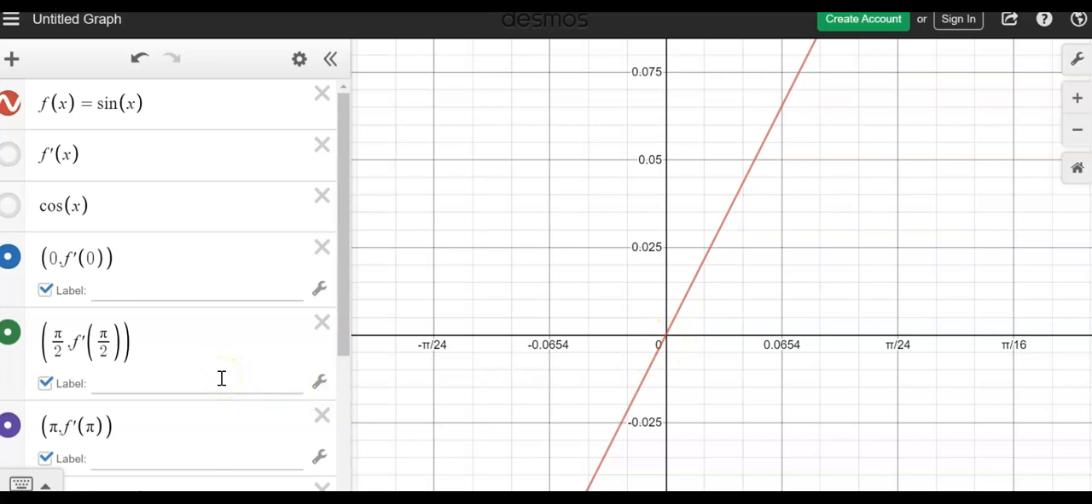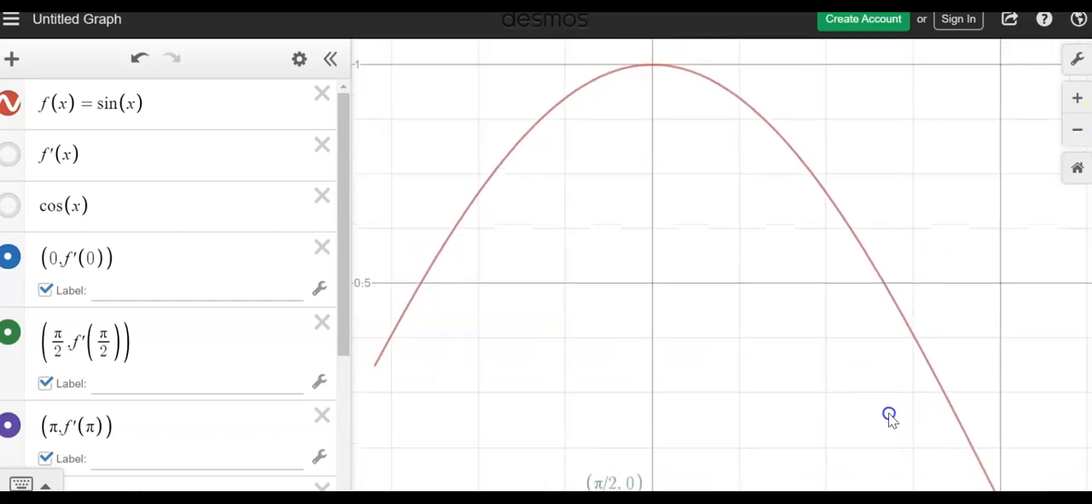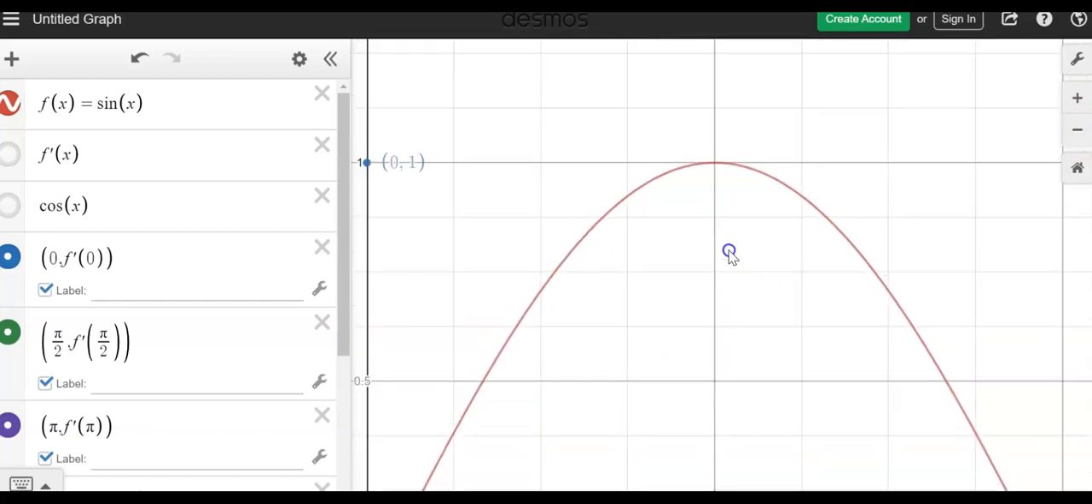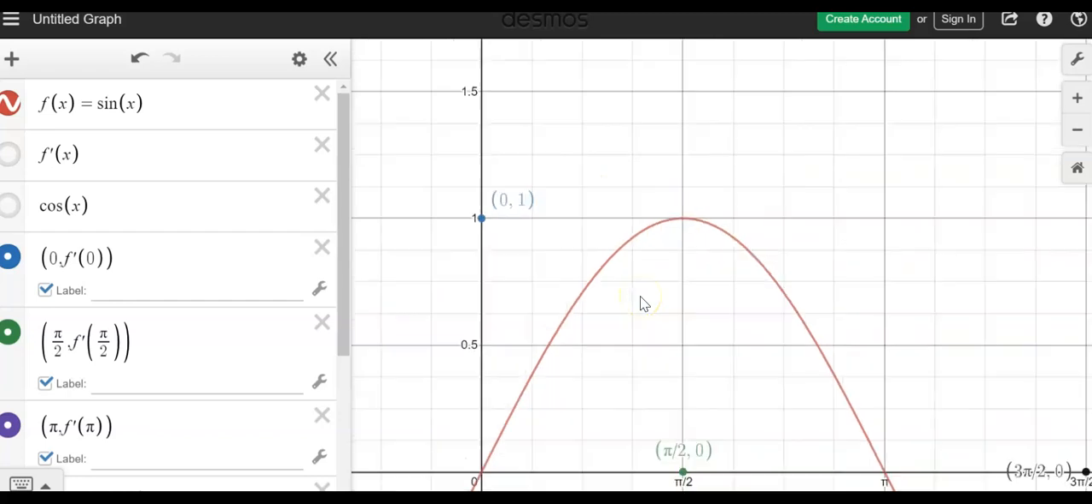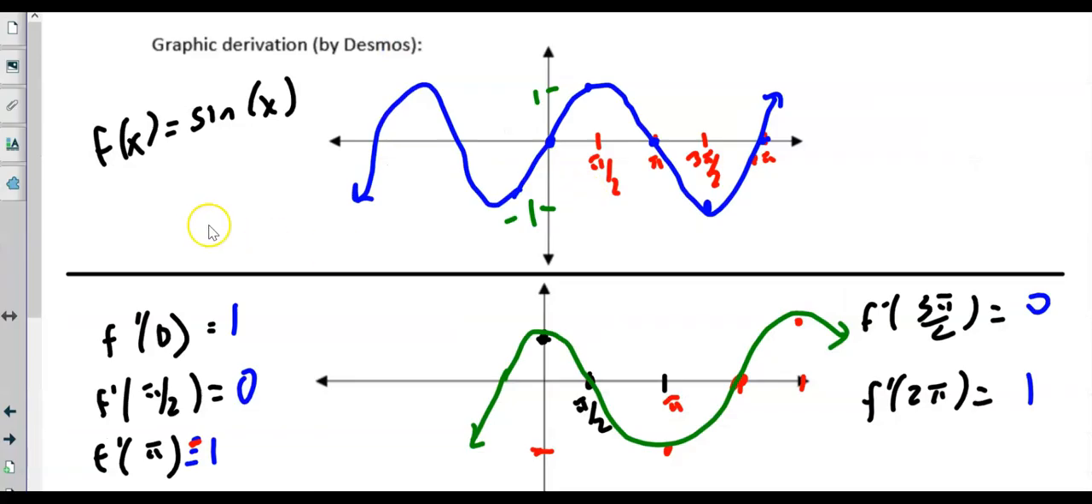And we could do similarly for other values. So for instance, for f prime of pi over 2, we do have a horizontal tangent, a slope of 0, which is why f prime of pi over 2 was 0. So that's just some background info on graphing a derivative, and kind of deriving that this derivative is cosine x. You're not ever required to do this, so I just want to show you some background info.